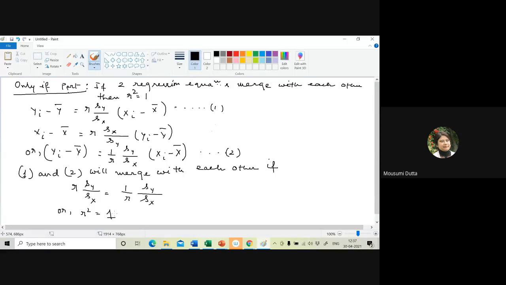So this is the thing. If two regression lines merge with each other, in that case, r squared is equal to 1. So this is the necessary part. And the earlier one was the sufficient part. If r squared is equal to 1, in that case, the two lines will merge with each other.